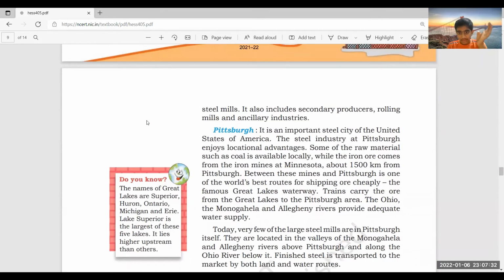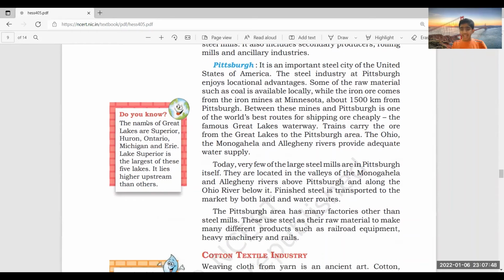Now, Pittsburgh. It is an important steel city of the United States of America. The steel industry at Pittsburgh enjoys locational advantages again. See, the main thing is that here they have a famous waterway called the Great Lakes Waterway. Trains carry, again, transportation makes things easy. So that's the reason why factories come up. Why iron and steel factories came up near rivers, because they just want resources around them.